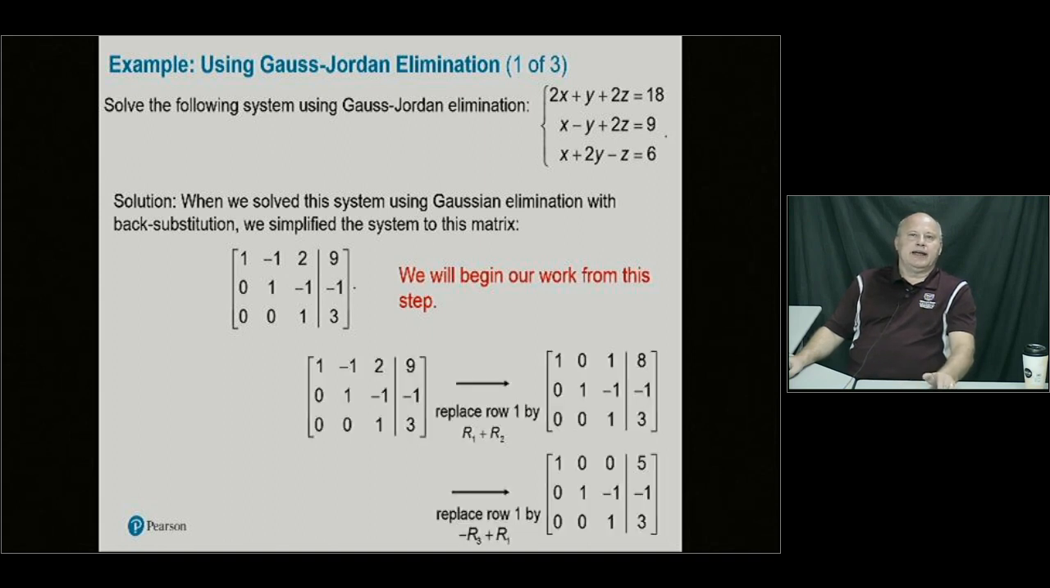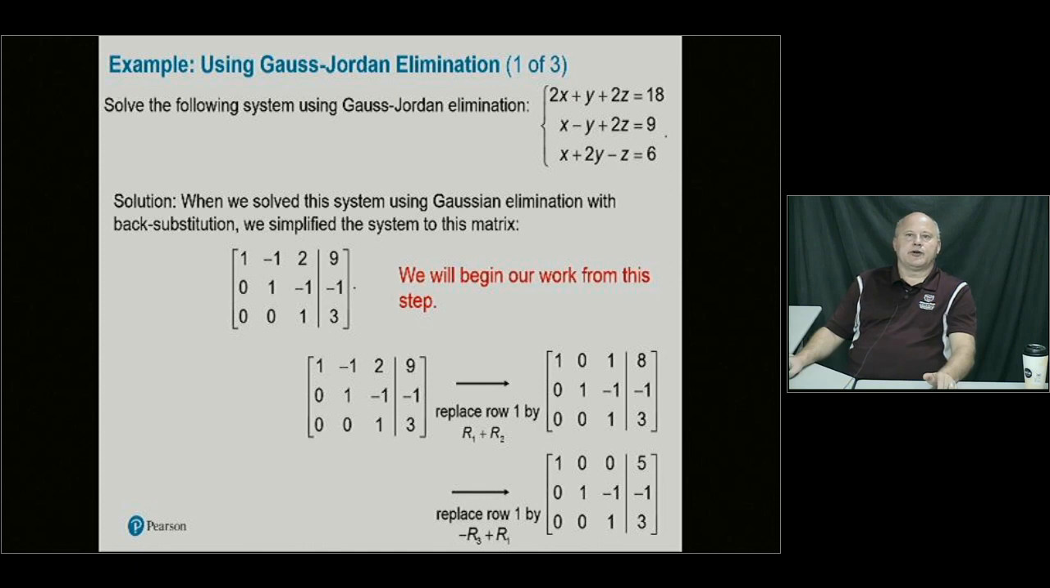All righty. So we have 1, negative 1, 9. What we're going to do is replace row 1 by adding row 1 to row 2. So we add those up, we get 0 and 1, which is 1. Then negative 1 and 1 is 0. And then negative 1 and 2 is 1. And 9 and negative 1 is 8. So we're just adding the first 2 rows and then putting it in the first row.